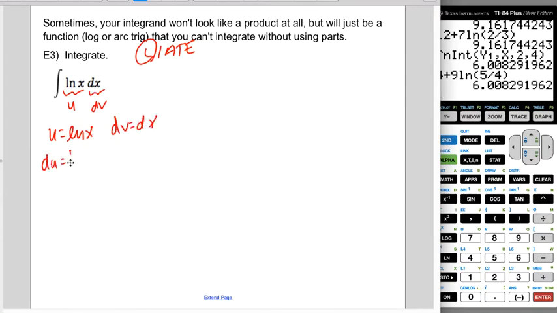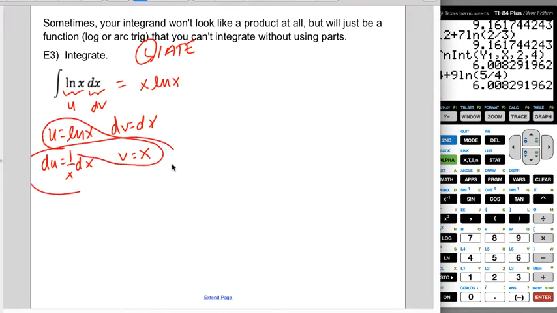du will be 1/x dx. And when I integrate to get v, it's just an x. So now this is going to be uv, which is x natural log of x, right? X natural log of x, minus the integral of v du.